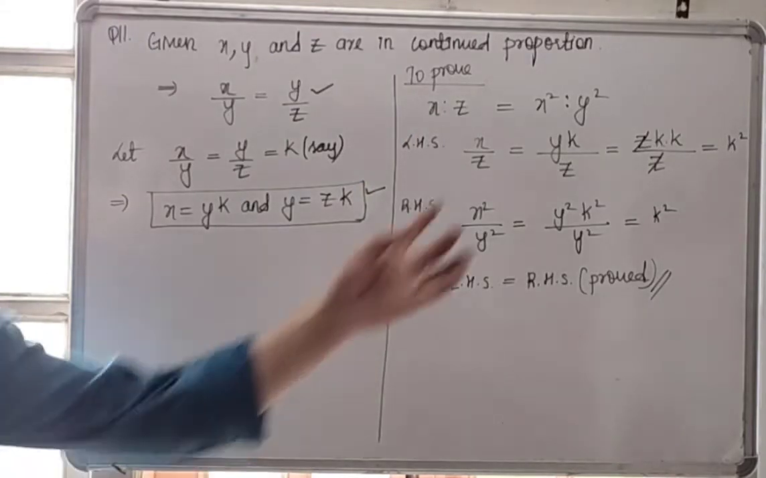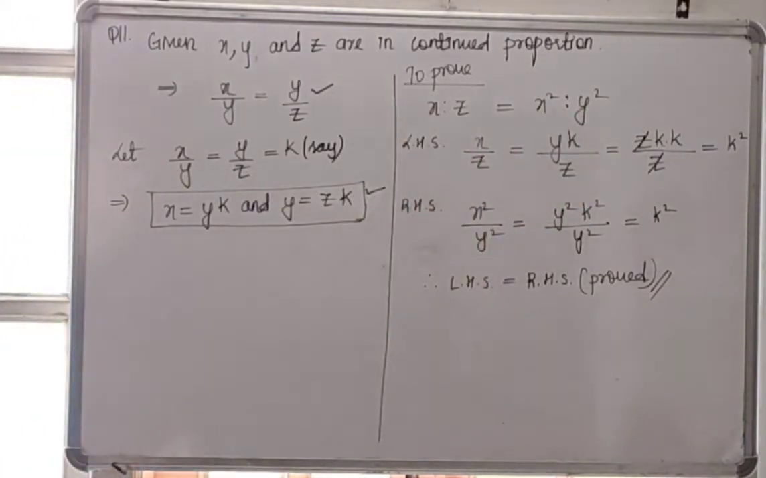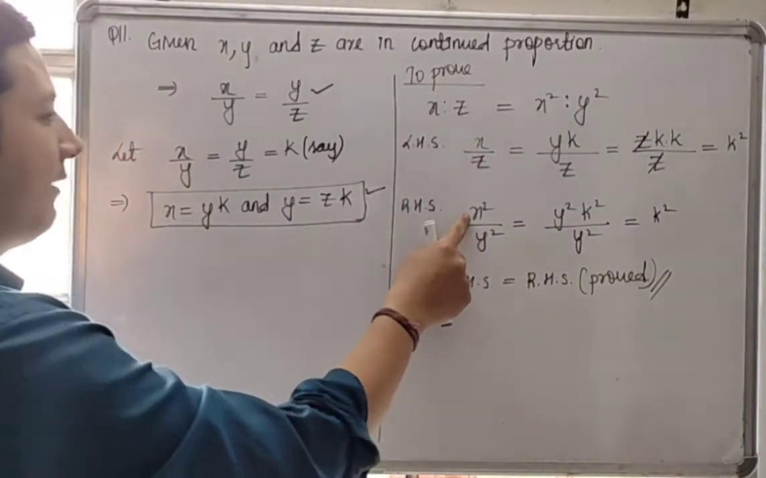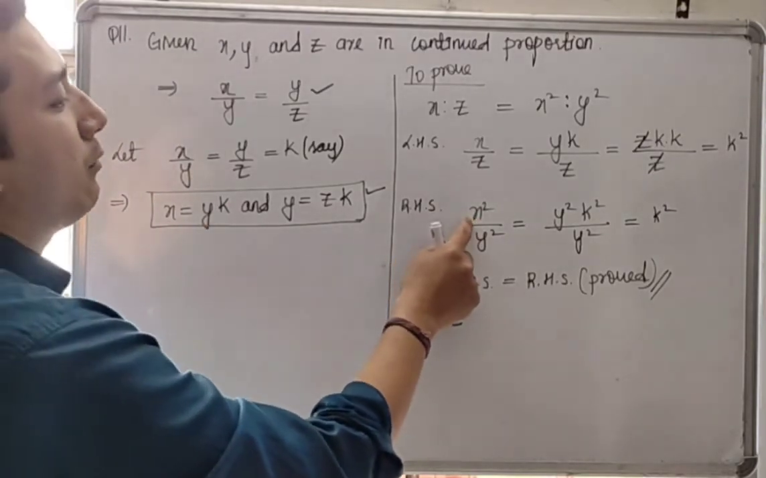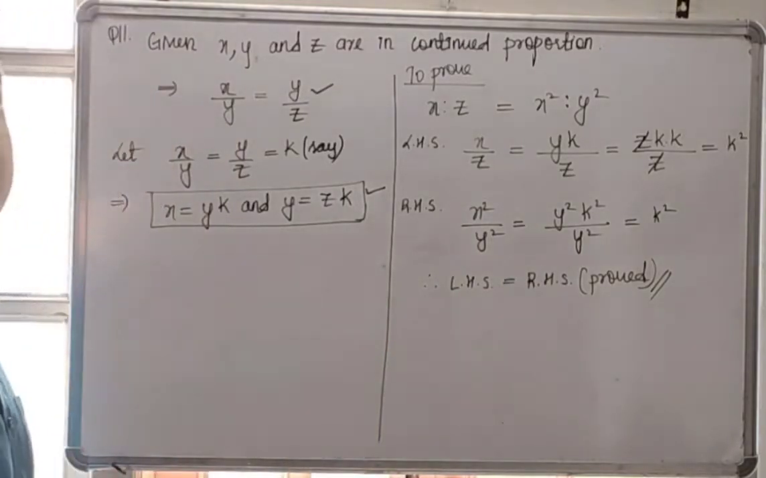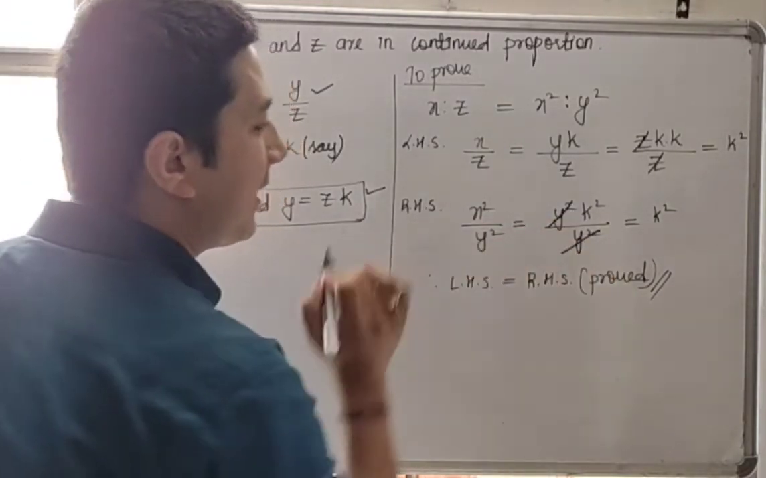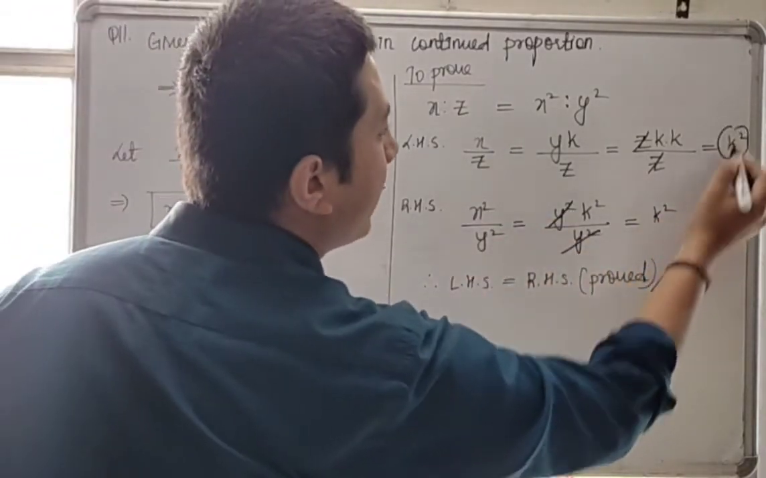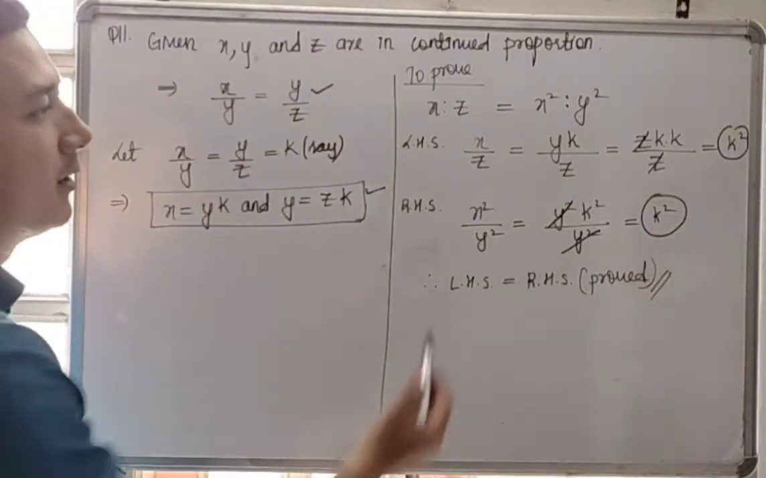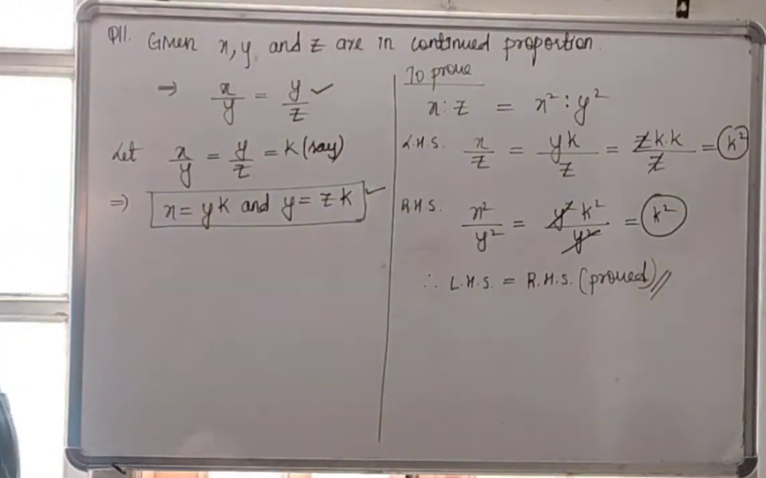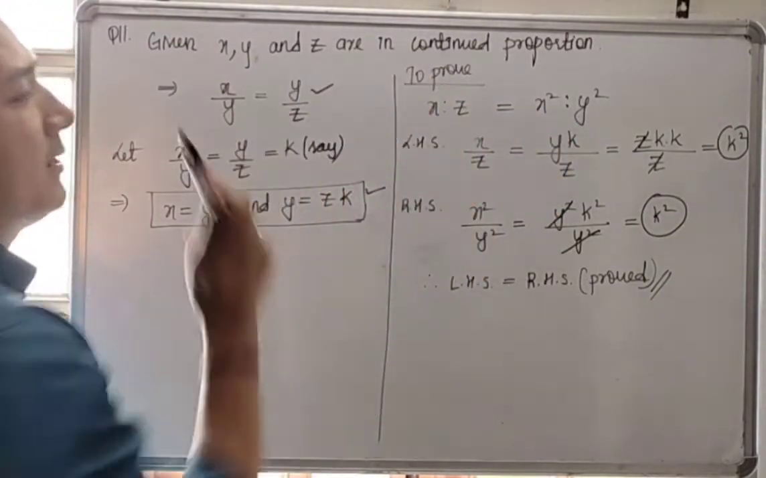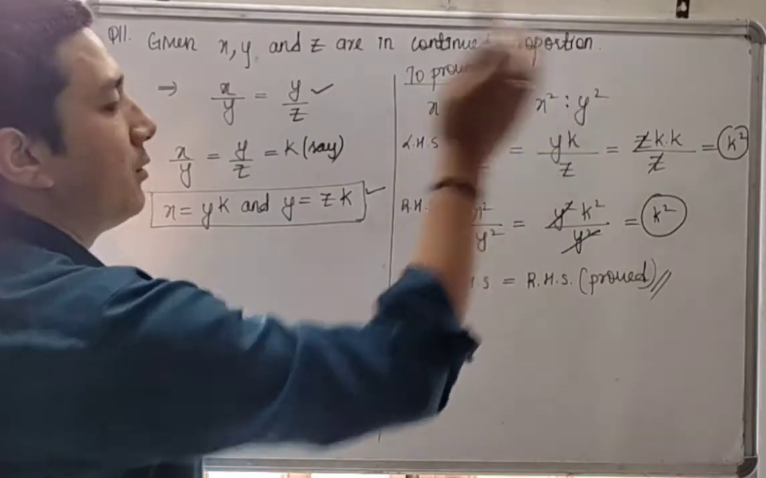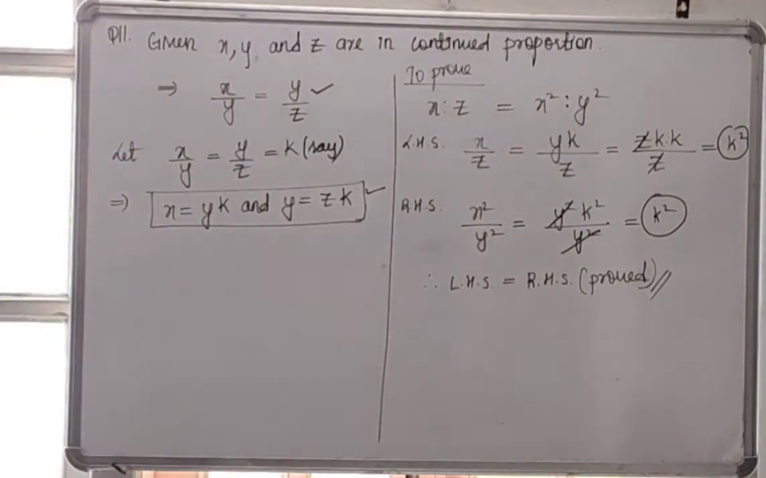The right hand side is x square by y square. Please put the value for x. x is yk. So x square will be y square into k square divided by y square. Both get cancelled out. Again, I am left with k square and k square, which means the left hand side equals the right hand side, which means x is to z is the duplicate ratio of x is to y. Please pause the video and note it down.